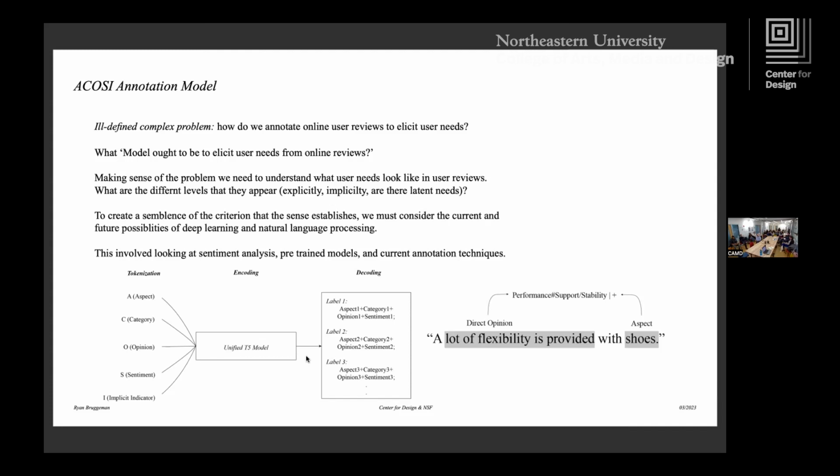And then to do this algorithmically or with a deep learning model, we constructed a unified T5 model to be able to look at user language and extract users' needs or annotate user language for inputs and for insight that can be used. And so going through that process of identifying the ill-defined problem, asking what ought to be, and then establishing between the sense and semblance, we arrive at an AI. And we know what went into contextualizing this. It's very important.